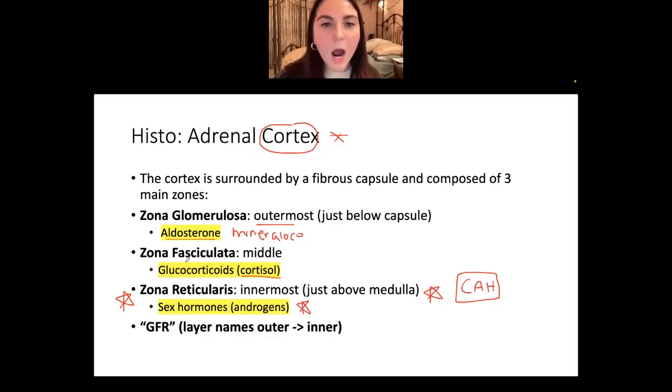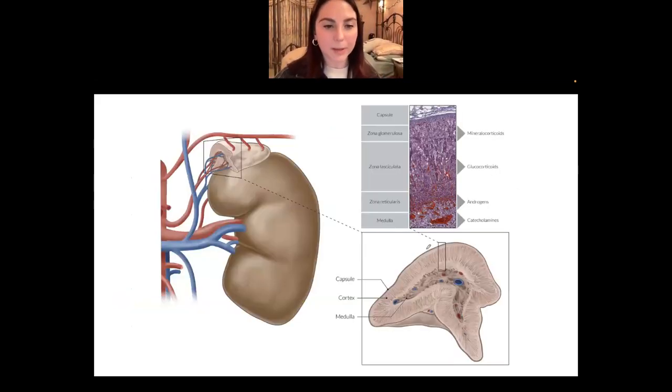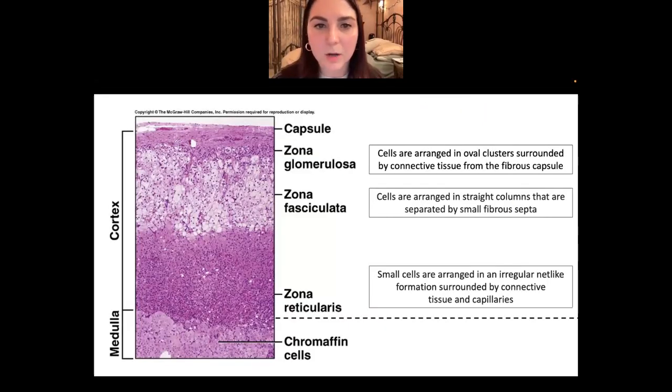A lot of people in my year remembered these three zones in this order as GFR, from the outermost layer to the innermost layer. Whatever works for you, but you should know this order and what they produce. So here's a picture of this. Again, we're only talking about the cortex. Remember the capsule's on the outside, then you have those three layers in the cortex, and the medulla's in here. I think I blew this image up. A lot of the time you'll see this. You should 100% know this, and we'll talk about it.